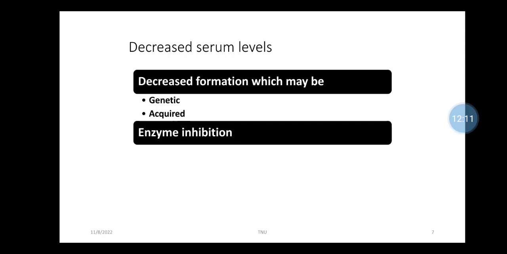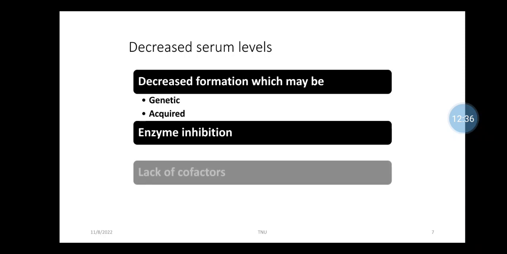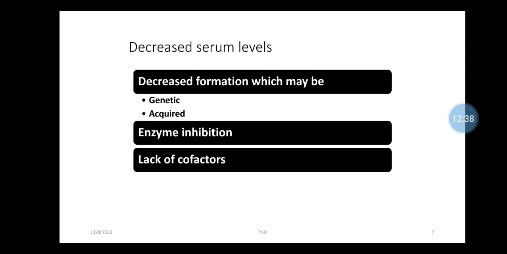Second one is enzyme inhibition. Enzymes might be present in the serum. The enzyme might be synthesized at the normal rate, but there may be some inhibitor present in the blood or cells. Because of that, the enzyme determination process is inhibited. Enzymes become inactive. So we may not be able to determine the level of that particular enzyme, though the enzyme might be present in the sample.